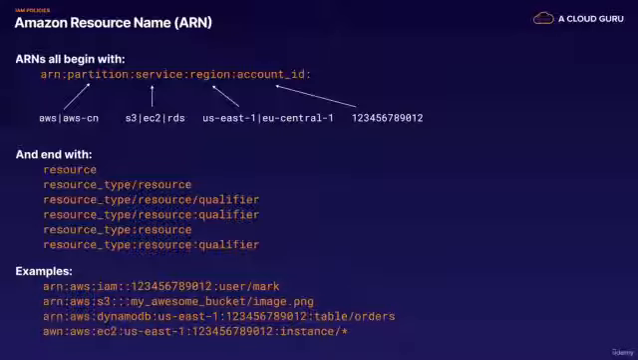We can use ARNs to specify not just a single resource, but all resources of a particular type. So say we want to refer to all of the EC2 instances within a single account in a region. We would have ARN, AWS, EC2, US East 1, because EC2 is a regional service, our 12-digit account ID, and then our resource type, which is instance, followed by /star. And we use a star as a wildcard. This represents all EC2 instances in that account in that region.